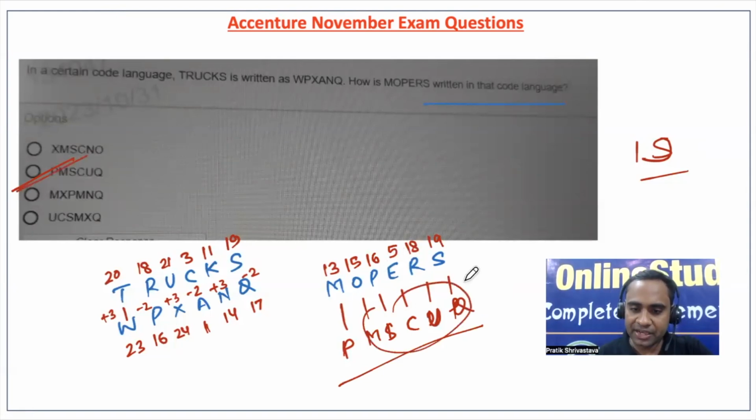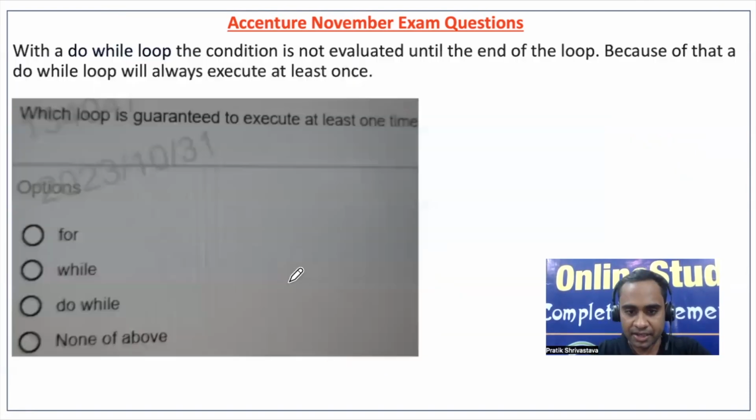So all this we did not have to calculate. Only 13 plus 3 is 16, and P is 16. That means option A will become the correct answer.